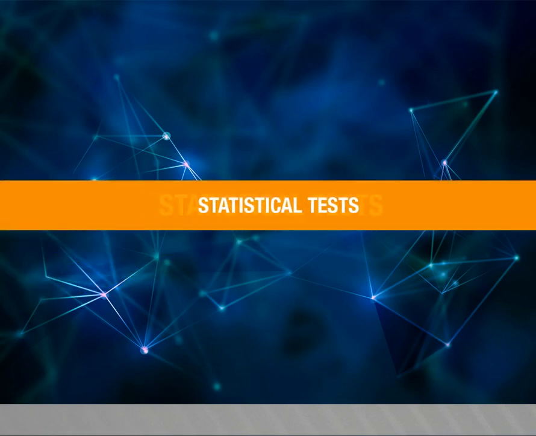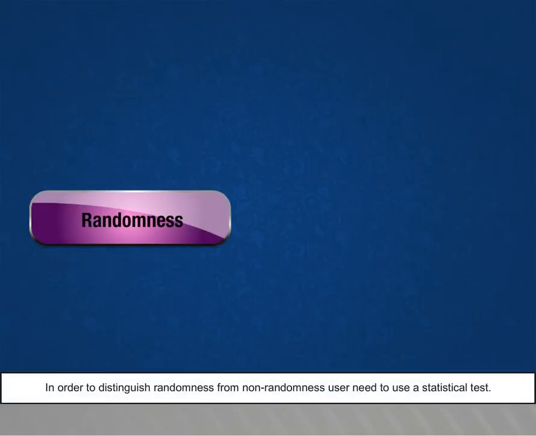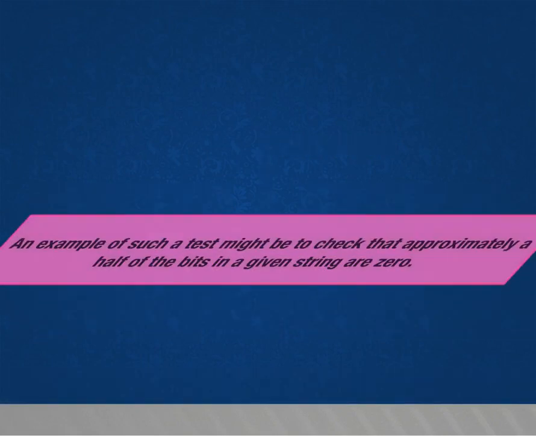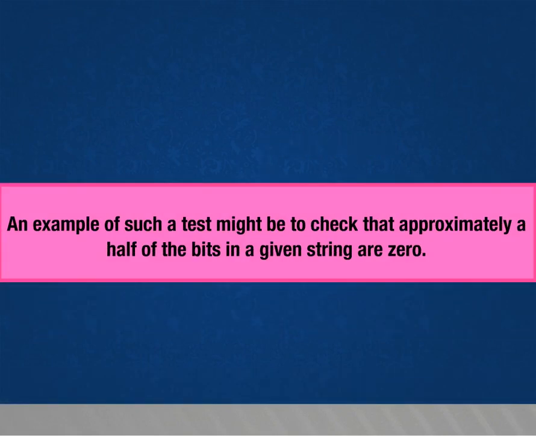Statistical test. In this video, we are going to see about statistical test. In order to distinguish randomness from non-randomness, users need to use a statistical test. An example of such a test might be to check that approximately half of the bits in a given string are 0.